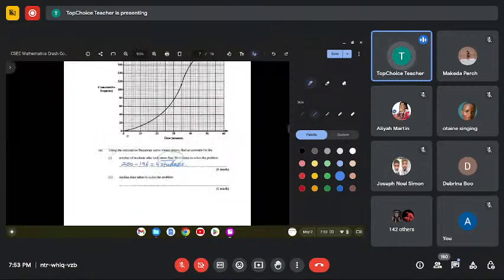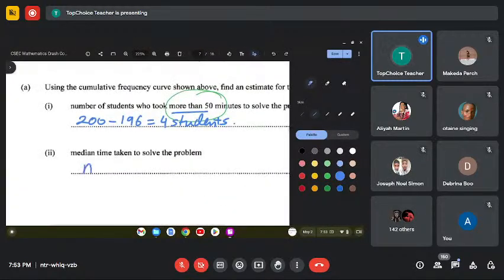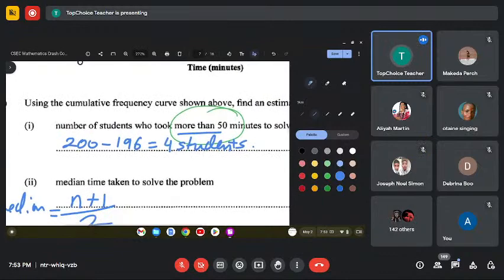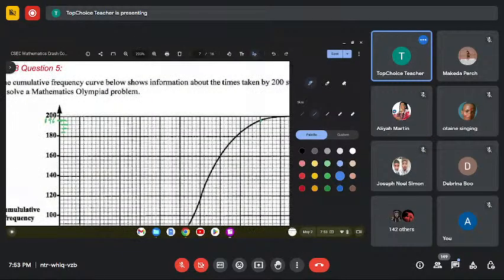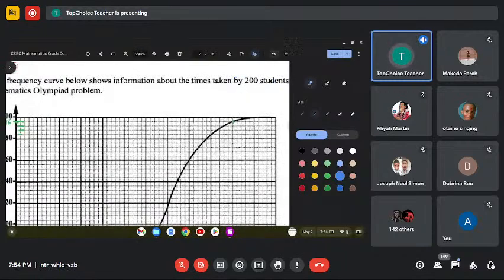N plus 1 over 2. Very good. N plus 1. Somebody said it. This is the formula for median, right? What is N? N is the total number of students, which is 200. That's what they gave us, right? They gave us 200 students as N.